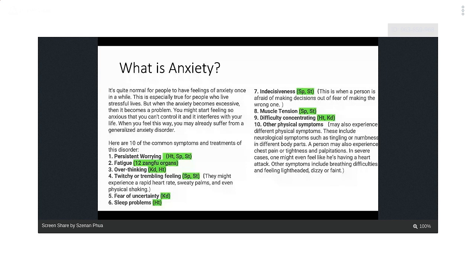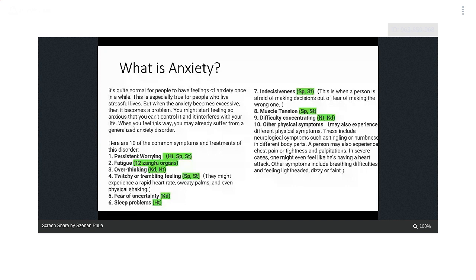Muscle tension. Muscle tension can relate to a lot of pain. Tightness, pain, could be back pain, neck pain, whatever. The central muscle and stomach and spleen control muscles. Difficulty concentrating: they can't focus when they do things. And again, there's brain functioning, that is heart and kidney.